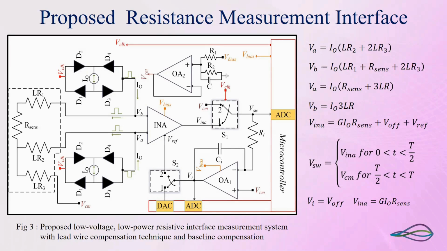what certain people do, they use an inverted version of VINA to increase the sensitivity. But then in that case, the offset of the inverted version comes into picture and it degrades the overall performance. So we have sacrificed on sensitivity of the circuit, but this measurement system becomes offset insensitive. So we have used common mode voltage there.